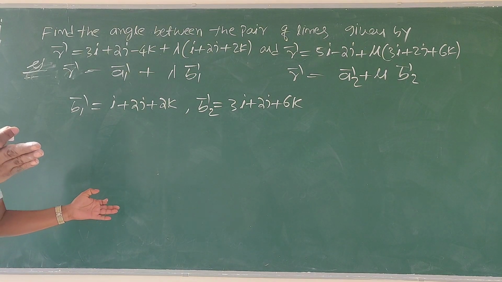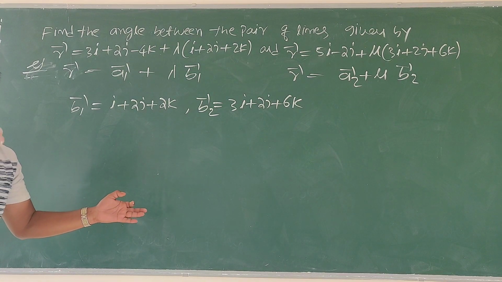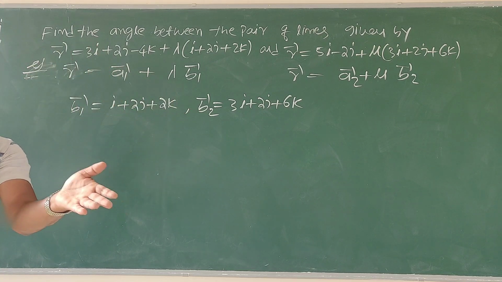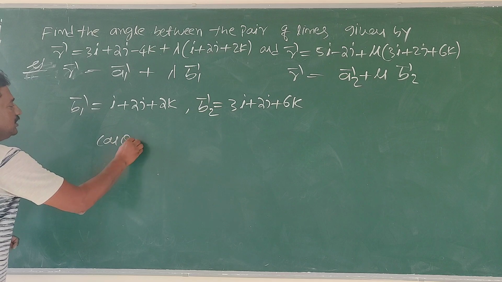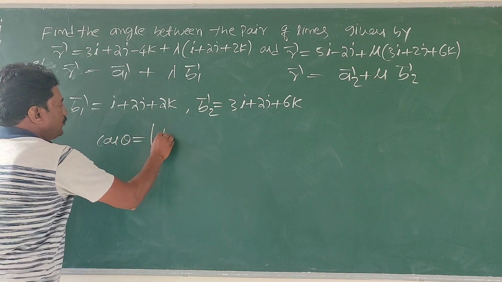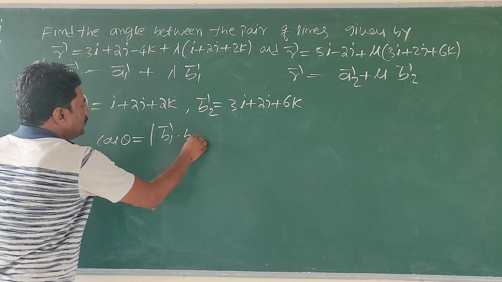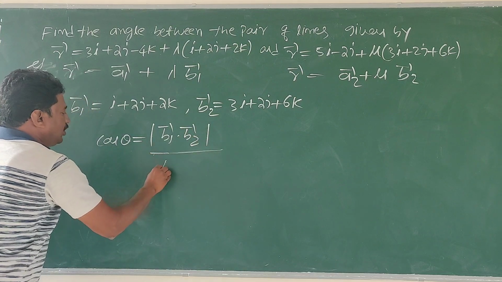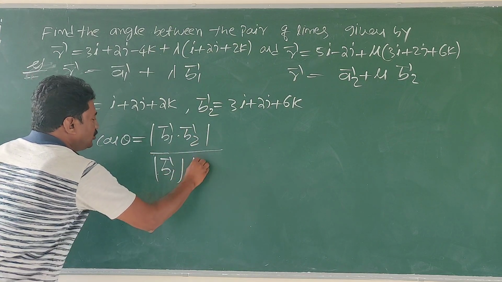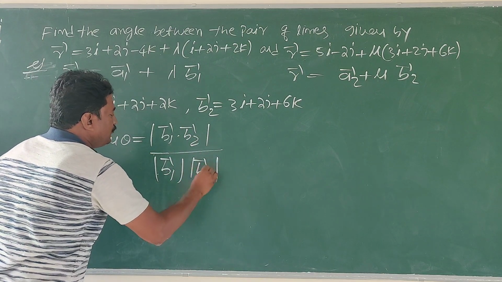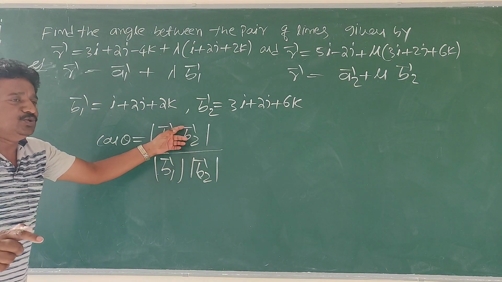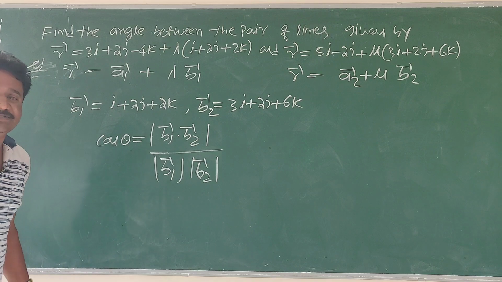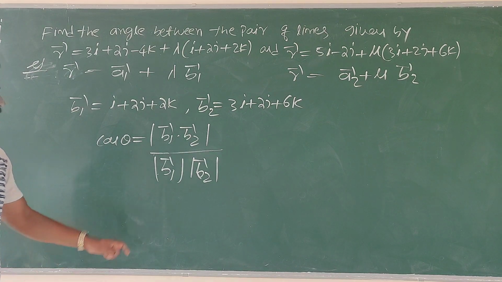So the angle required, you know that vector formula. What is the angle? a dot b by length of a into length of b. You write the same formula: cos theta equals mod of b1 dot b2 by length of b1 into length of b2. We have been using the same formula from the vector chapter.